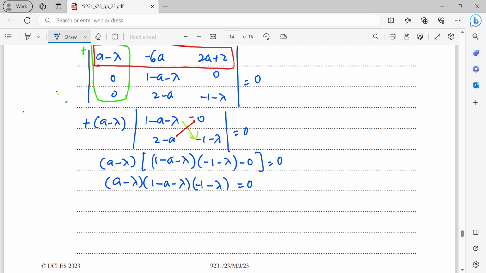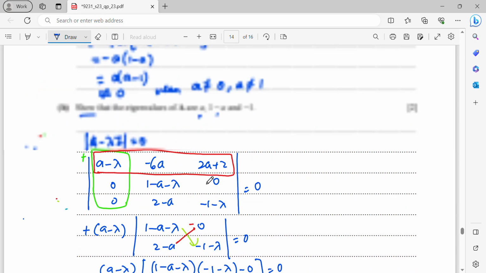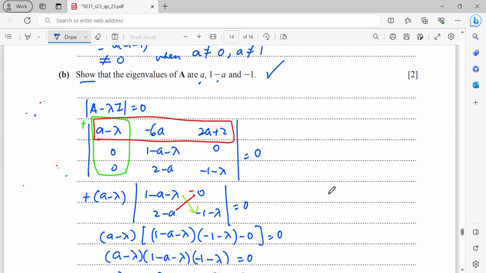My eigenvalues are referring to the lambda. So the product of these three values equals to 0, means that either the first one equals to 0, which is A, or the second one equals to 0 means that lambda is going to be 1 minus A, or the last one will be minus 1. Okay, so these are the eigenvalues. So we have proven these three values.